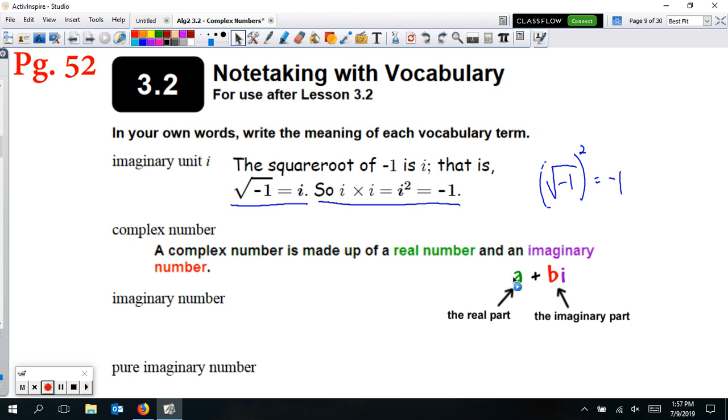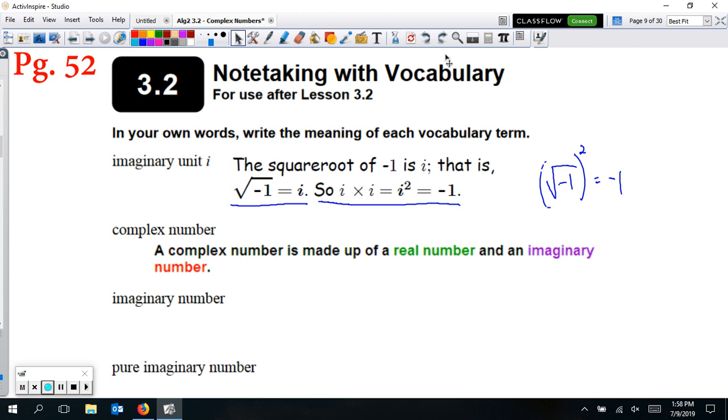So it could look like this: a plus bi. Now a and b would be numbers here. So a would be the real part. The imaginary part would be the bi over here. So you have your real part, your imaginary part with a plus or minus in between that. And then as far as an imaginary number goes, that's really just what this part here is. This is the imaginary part, so that's the imaginary number.